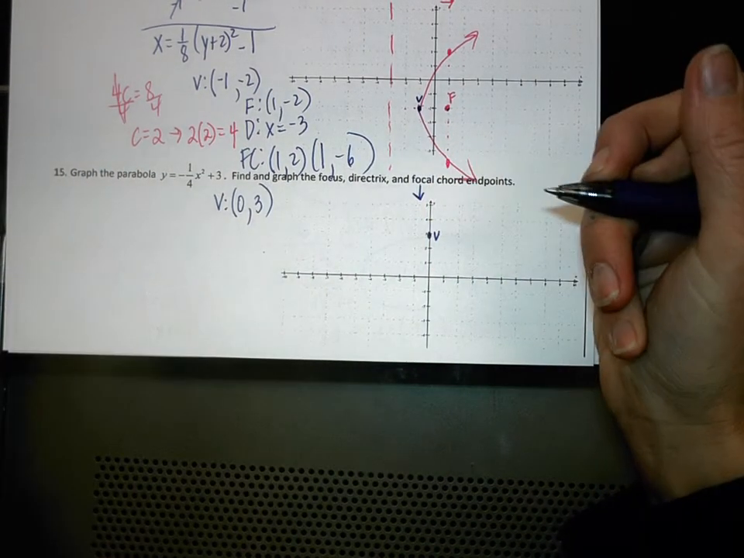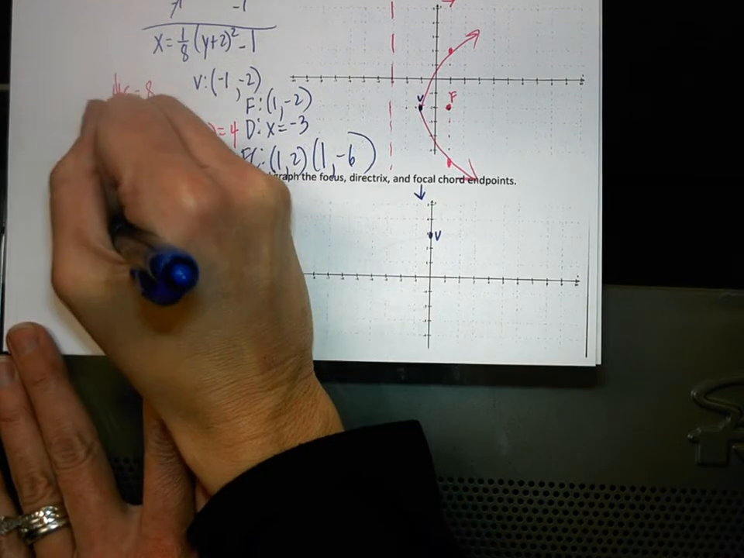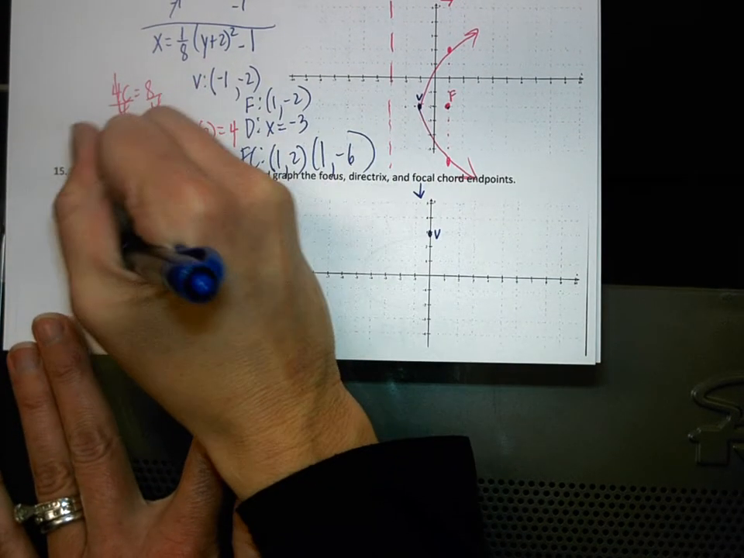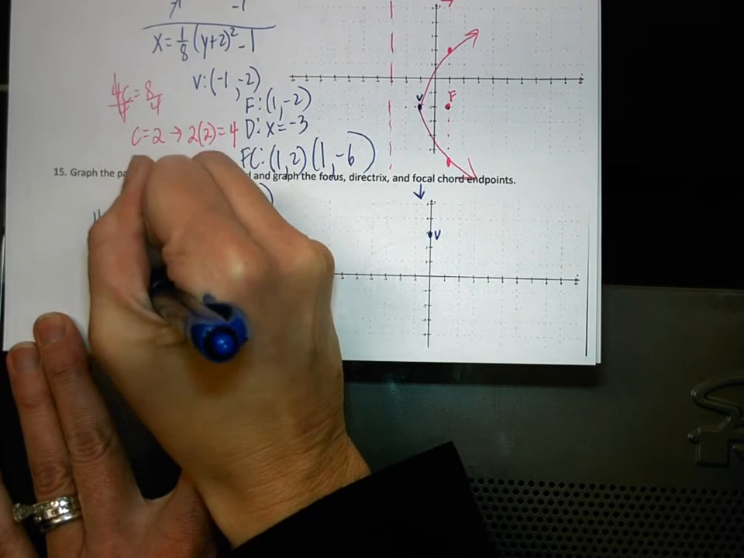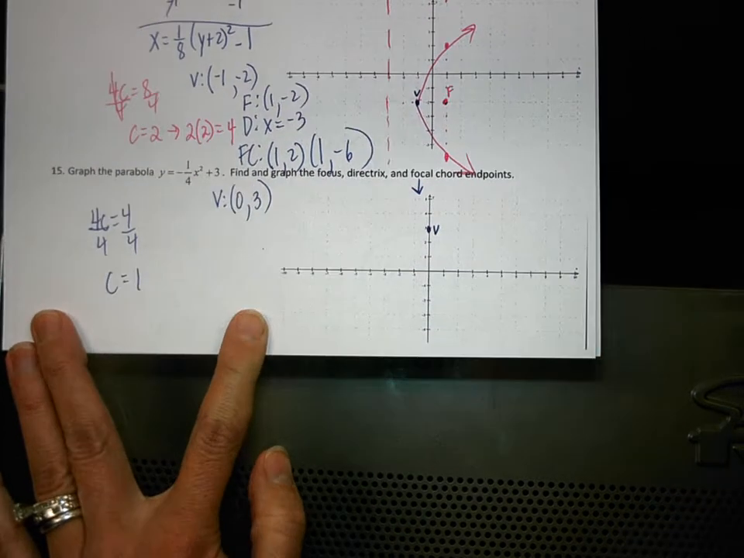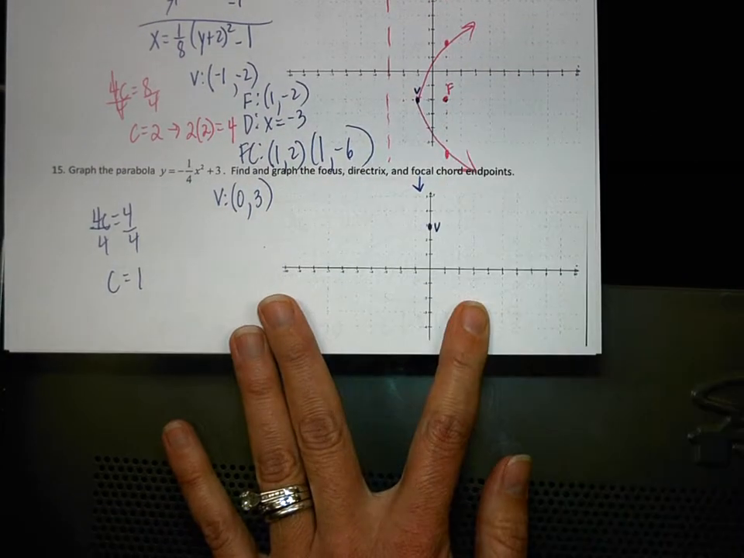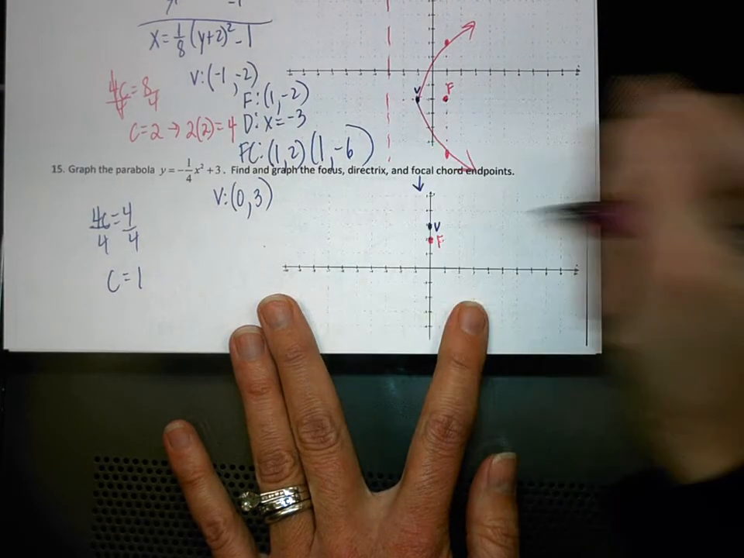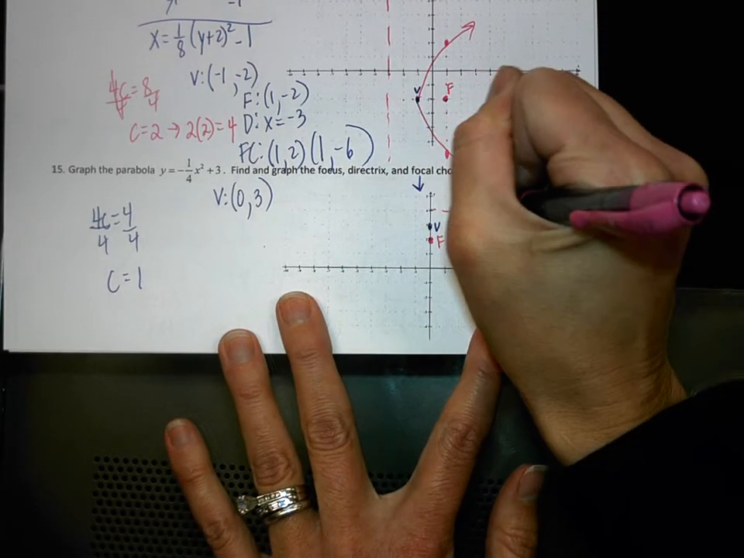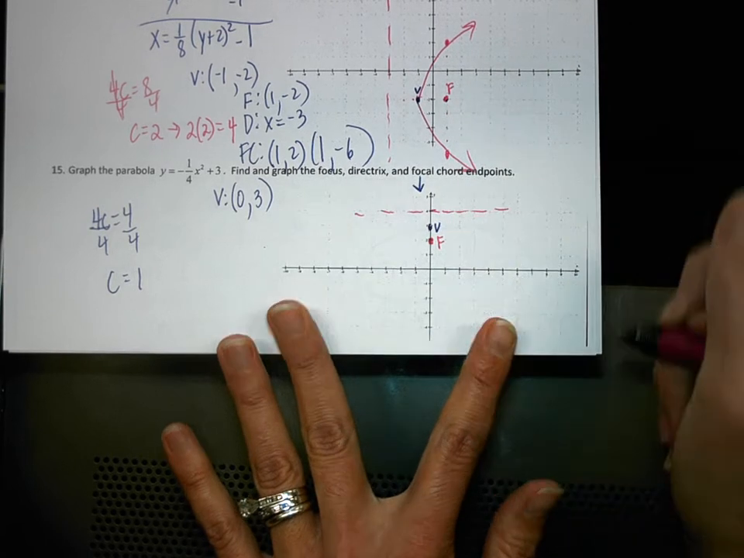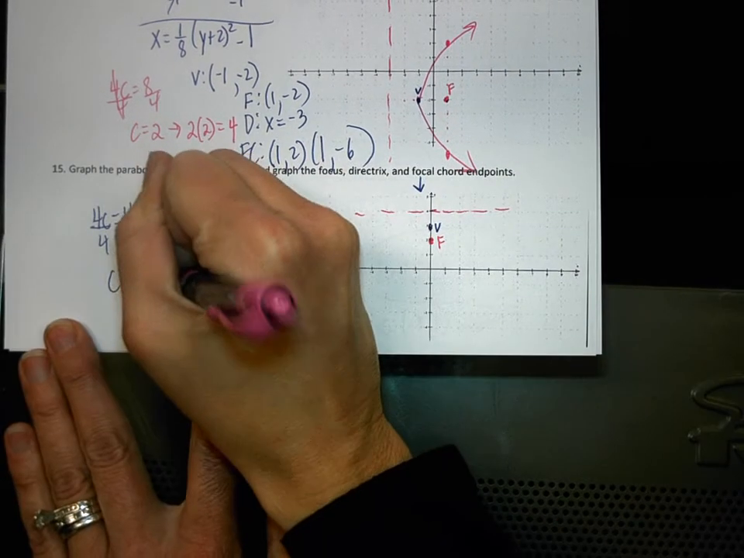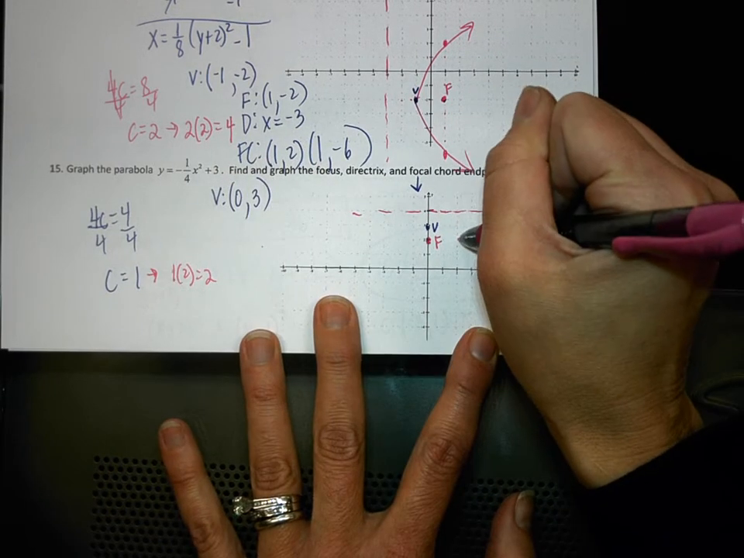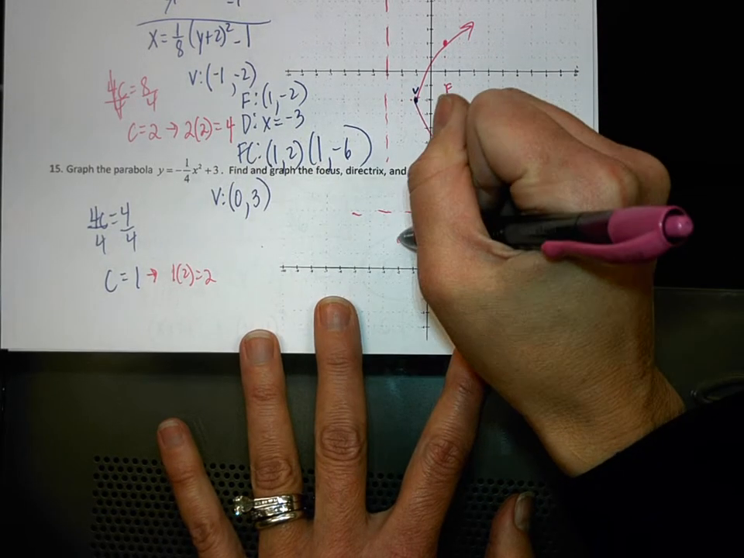From there, we take 4c and set it equal to the reciprocal here, which is 4. We divide by 4 to both sides, and we get that c equals 1. Because this is going down, I know that my focus is going to go down 1, and then my directrix will go up 1. My focal chord endpoints is always this doubled, so 1 times 2 is 2. So for my focal chord endpoints, I go 2 in each direction, and then I can draw my curve.